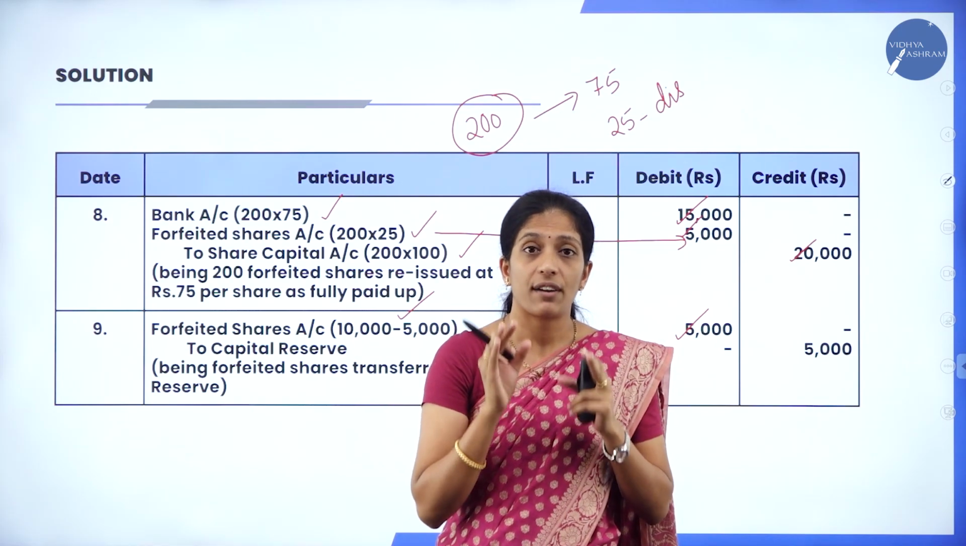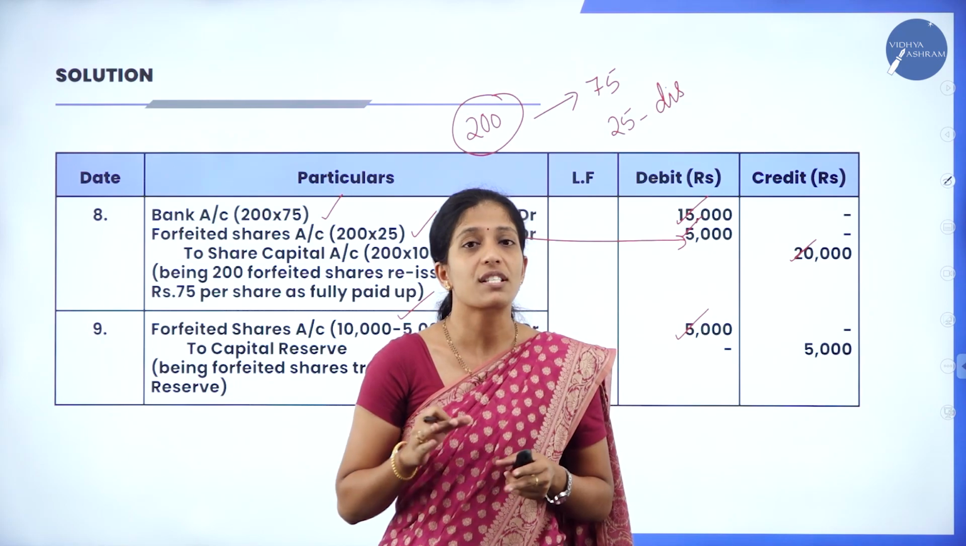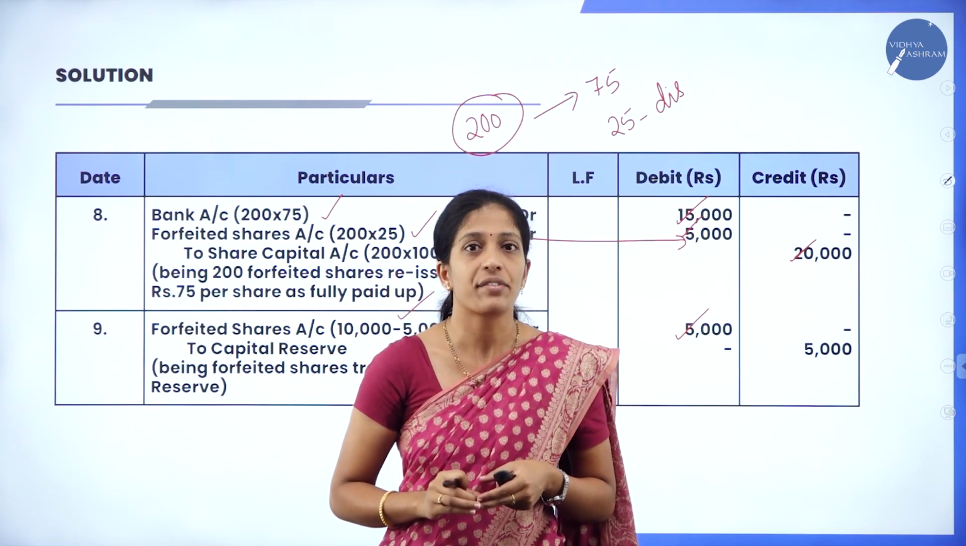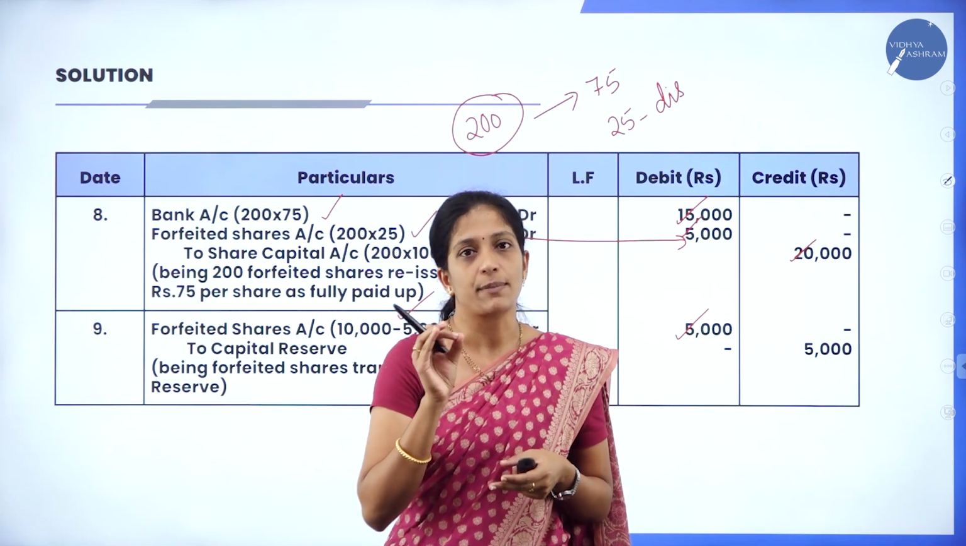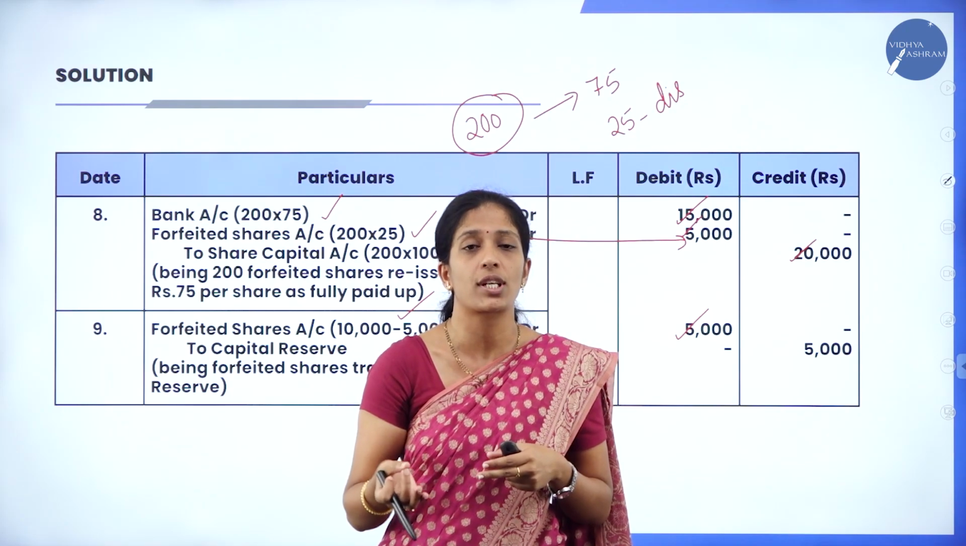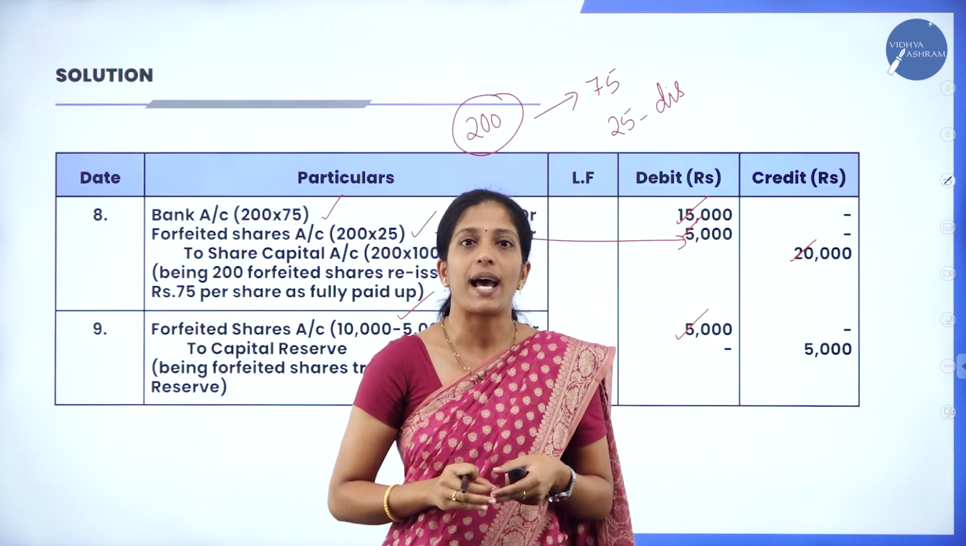Very easy problem and very easy to score, and I always suggest you solve this problem because you need not have so many calculations. You just have to record the entries and put the amounts to the respective entries. No need of calculations here. You will not have a lot of calculations. At the same time, you can save a lot of time by attempting this 12 marks problem.